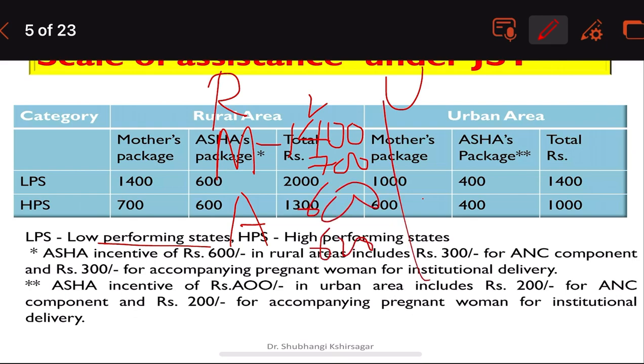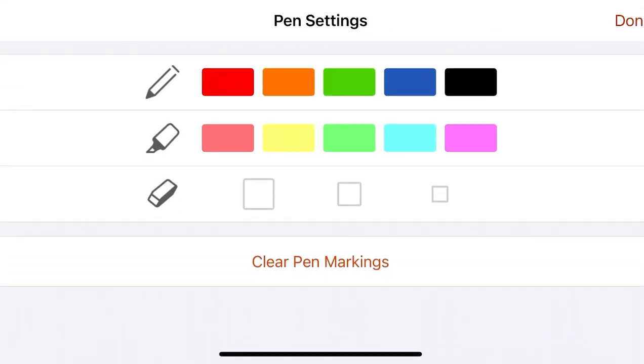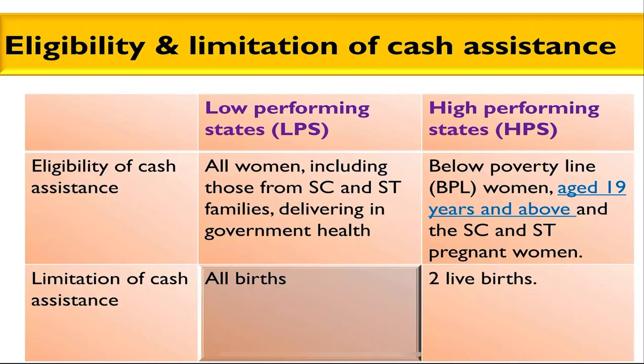Coming to urban areas, the low performing states, they will receive 1000 rupees. There 1400, here 1000, and 700 in rural; in urban areas they get 600, the mothers, as an incentive for performing the institutional delivery. And the other incentive provided for the Asha is 400 again in low as well as high performing states. Moving further to the eligibility and limitation of this cash assistance.